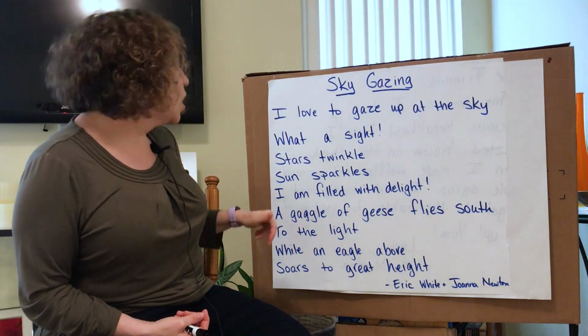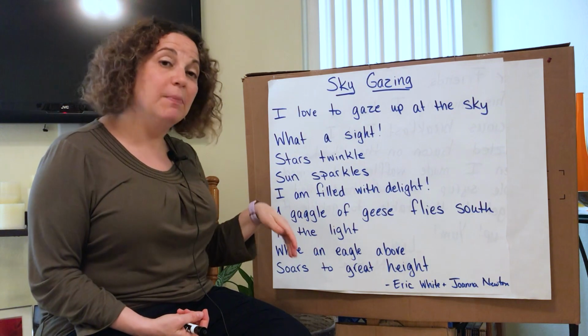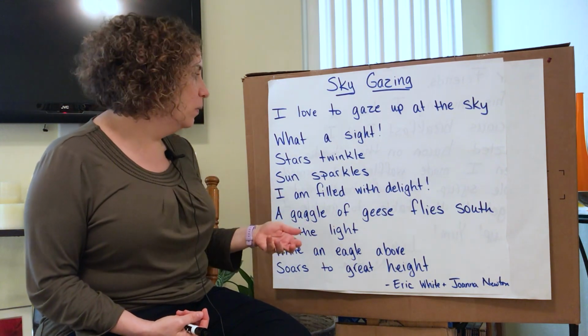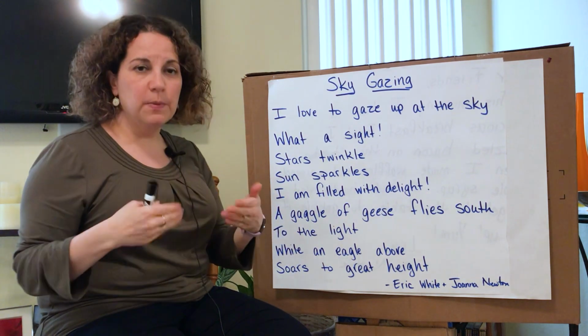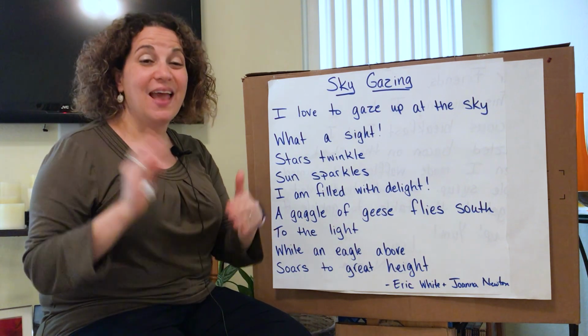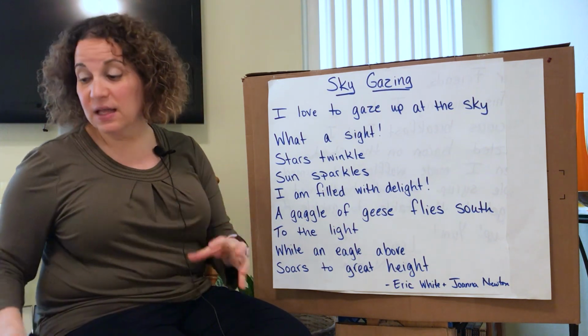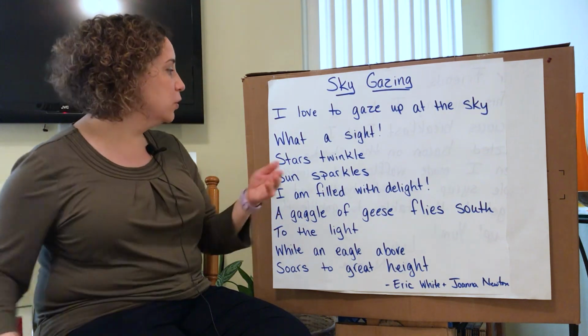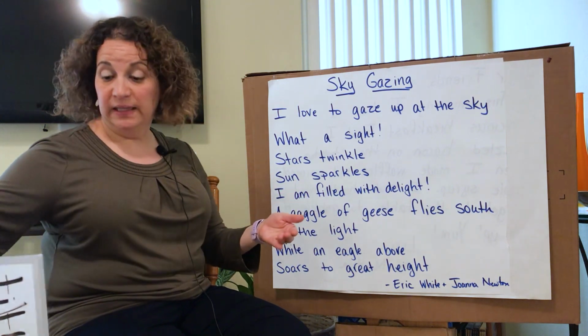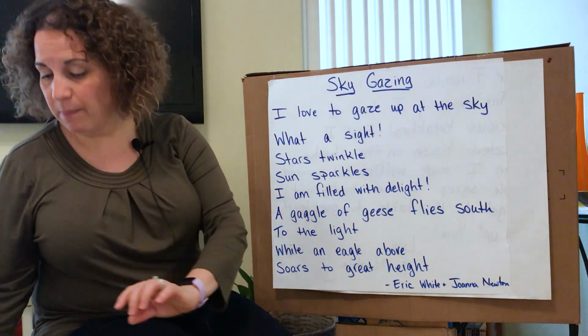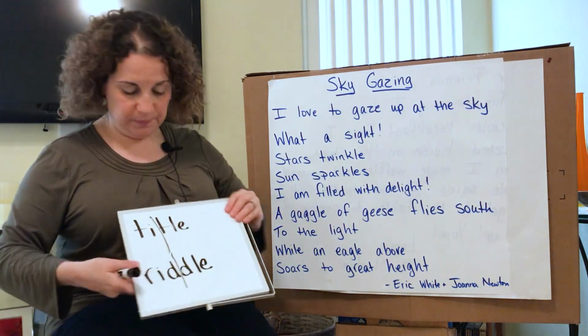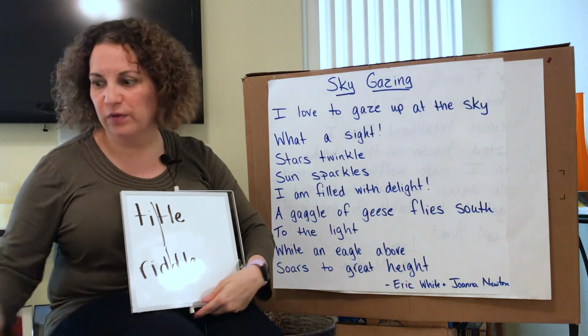So let's go ahead and talk a bit about what's happening with some of the words in this poem. So one syllable pattern that we see often at the ends of words is when we have a consonant that's followed by an LE. And we see that in the words title and riddle, for example.